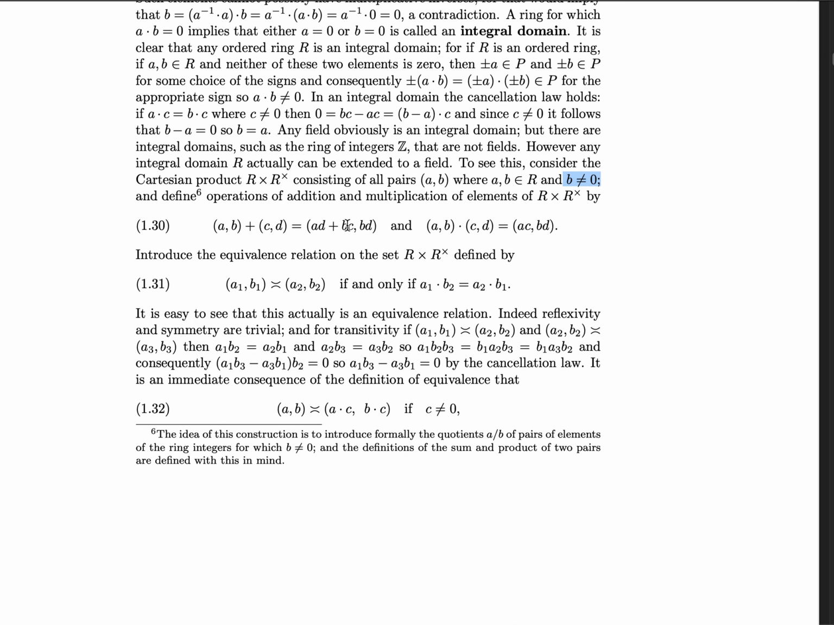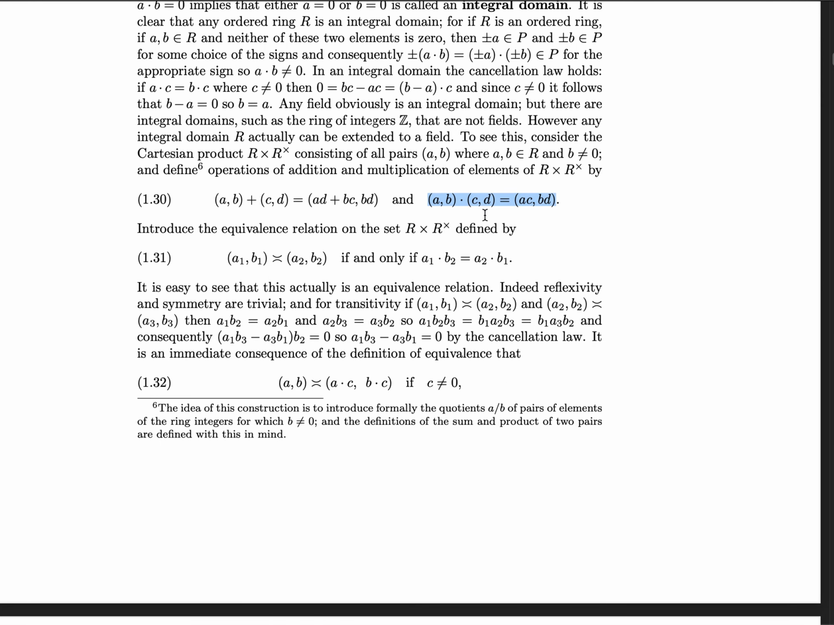And on these, we define the operations of addition and multiplication by (a,b) plus (c,d) is equal to (ad plus bc, bd), and (a,b) times (c,d) is equal to (ac, bd). You'll note that I said over, because the most natural way to view this, if you note the footnote, is by considering (a,b) to be the fraction a divided by b and (c,d) as the fraction c divided by d. And that will give you this expression for summing fractions and this expression for multiplying fractions.